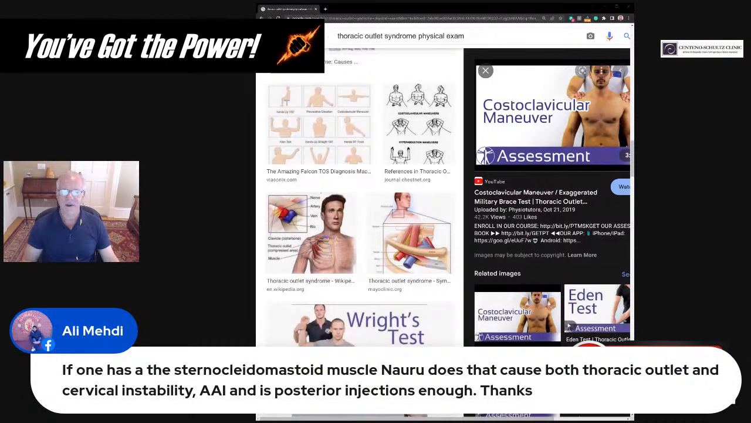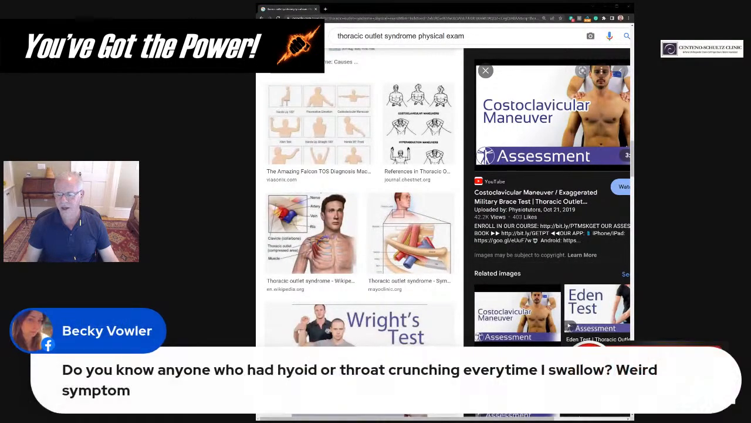Ali, if one has the sternocleidomastoid muscle narrowing maybe, does that cause both thoracic outlet and cervical instability, AI, posterior injections enough? I don't know what you're talking about there. Sternocleidomastoid muscle part I got. I'm not quite sure what NAURU means. So if you could rephrase that one, that'd be great.